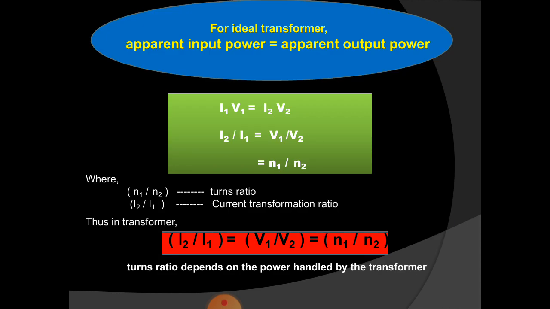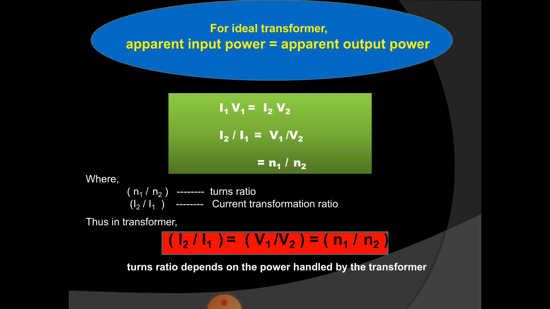For an ideal transformer, apparent input power is equal to apparent output power. Power is equal to IV. So, input power is I1 V1 and output power is I2 V2. From this equation, I2 by I1 is equal to V1 by V2. From the previous slide, V2 by V1 is calculated as N2 by N1. Then you apply here. Here the ratio N1 by N2 is known as the turns ratio of the transformer, and the term I2 by I1 is known as the current transformation ratio of the transformer.